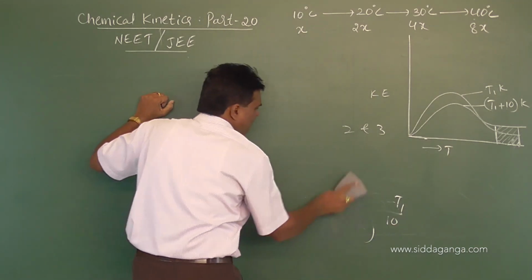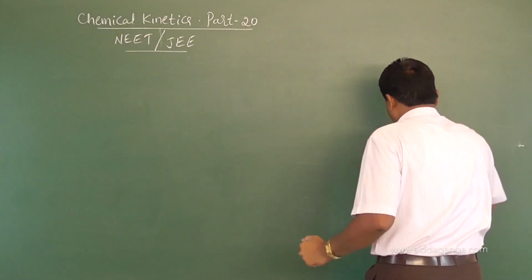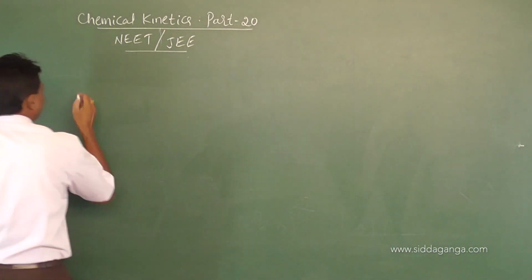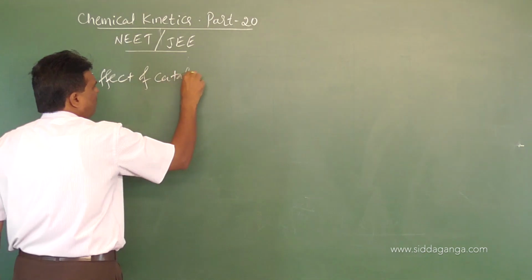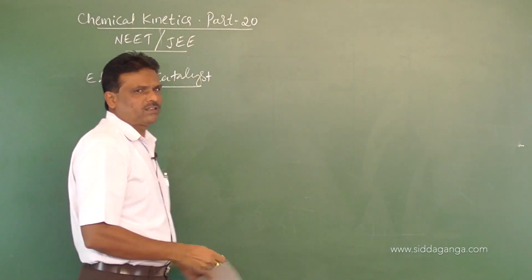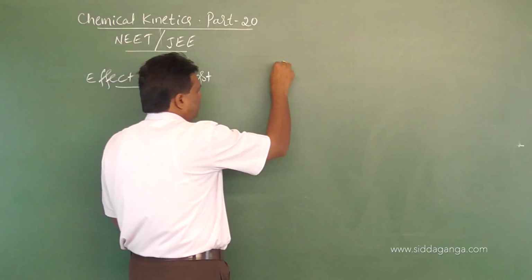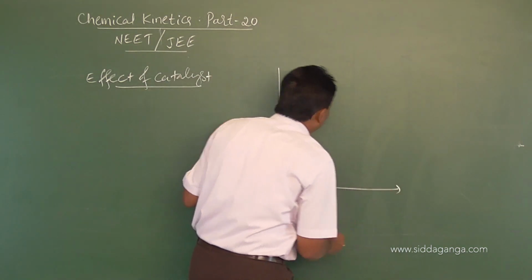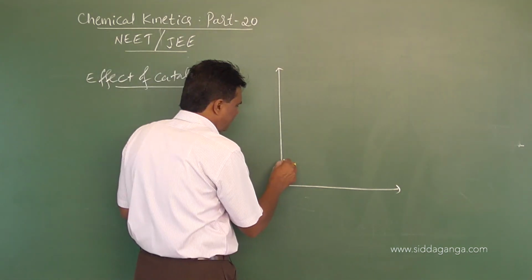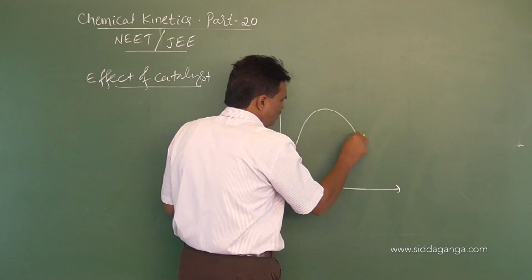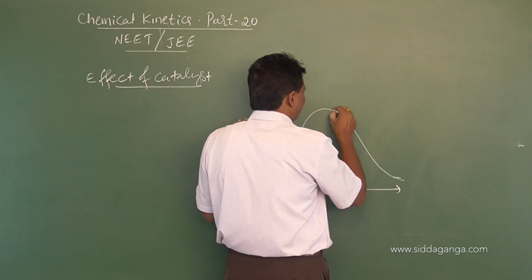So what is the effect of catalyst on the rate of reaction? Effect of catalyst on the rate of reaction. So look at this diagram. If the reaction is carried out in the absence of a catalyst, these are the reactants, this is the reaction path in the absence of catalyst.